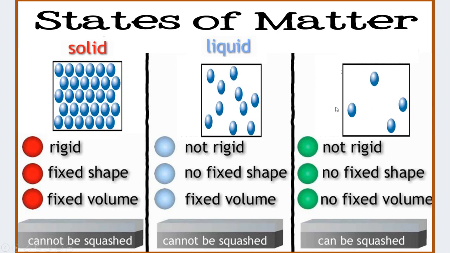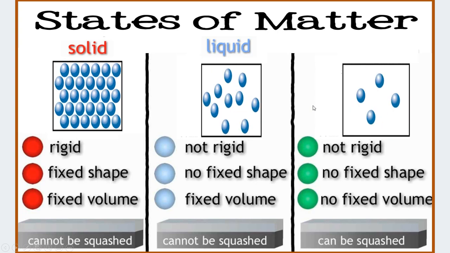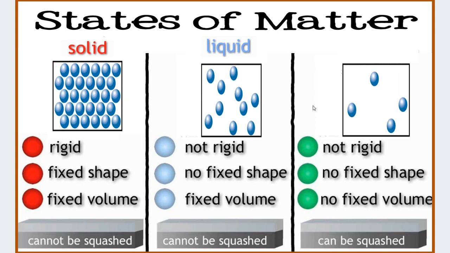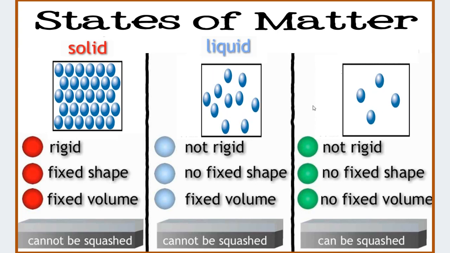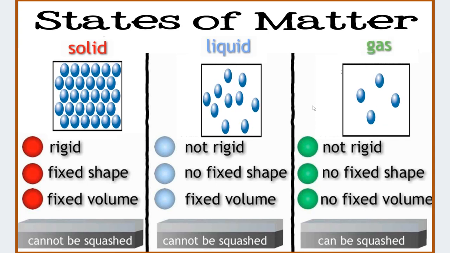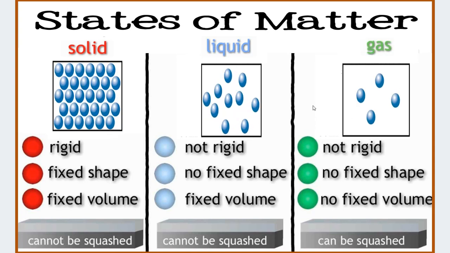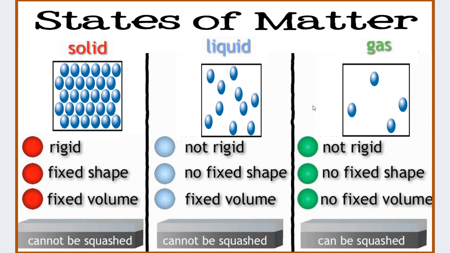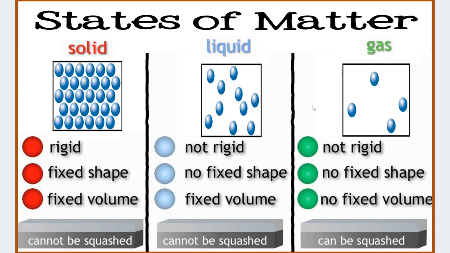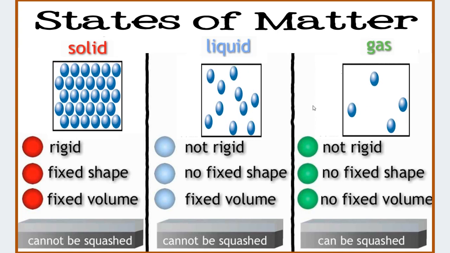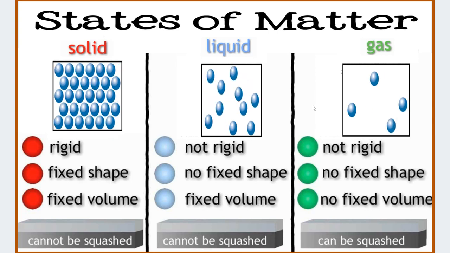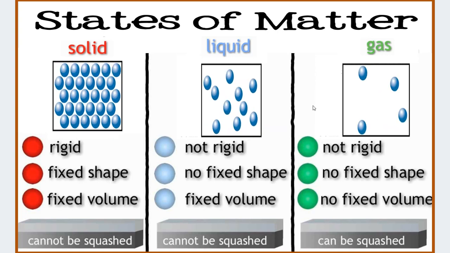Now, this third state of matter, it is not rigid, does not have a fixed shape, does not have a fixed volume, but it can be squashed. What state of matter is that? That state would be gas. Now remember that liquid and gas, the shape that it has is the shape of its container. We know that a solid is going to have the shape of whatever material that it is. Liquid and gas shape is based on the container which holds it.